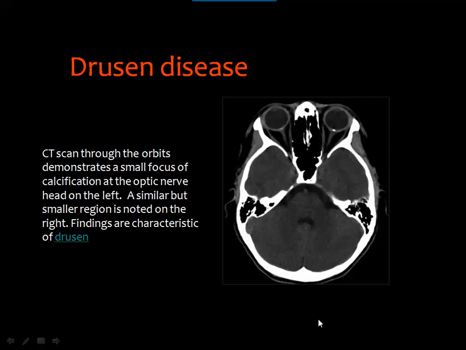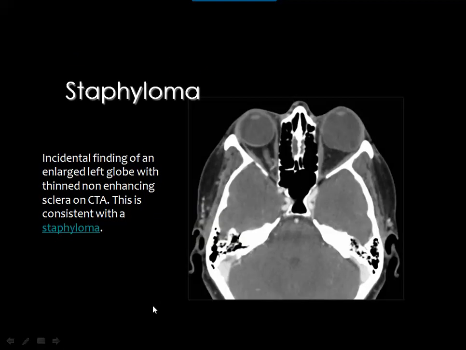Then Drusen disease is just calcium which is located at the region of the optic disc. This can be unilateral, but commonly can be seen bilateral. This is known as Drusen disease.